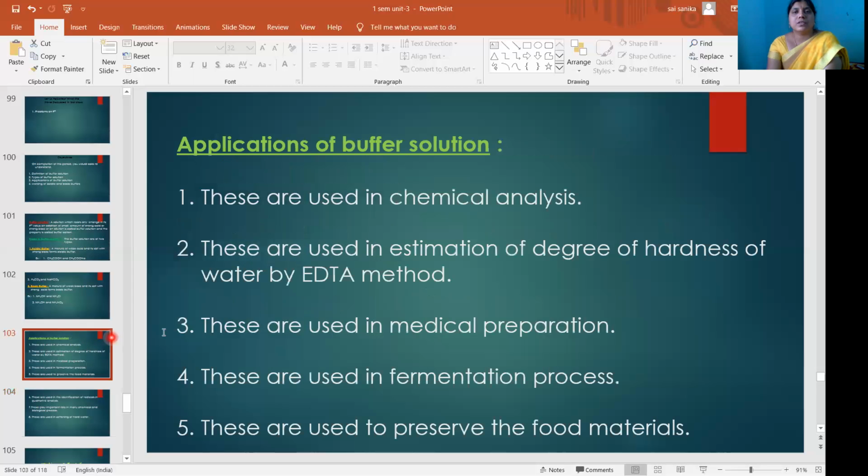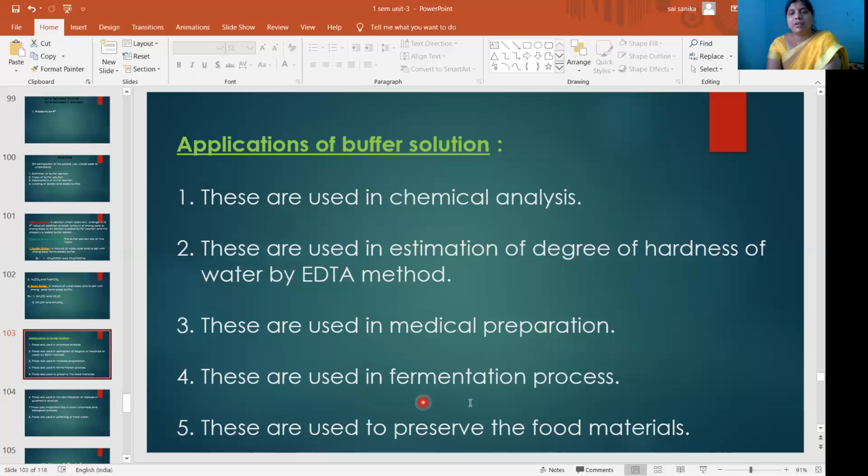So what are the uses of buffer solution? First, these are used in chemical analysis. These are used in estimation of degree of hardness of water by the EDTA method. That means to find out the hardness of water by this method, we will use buffer solution. This ammonia buffer is used. And these are used in medical preparation.